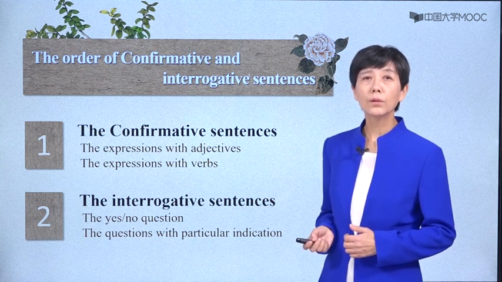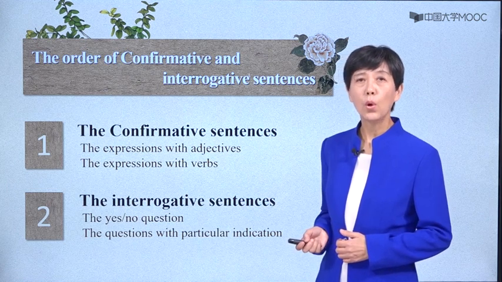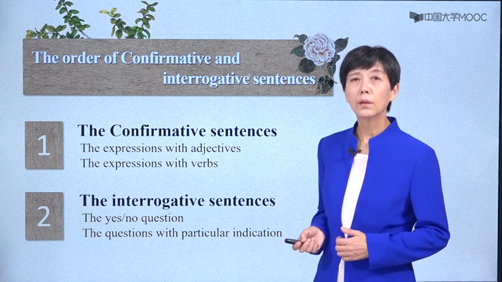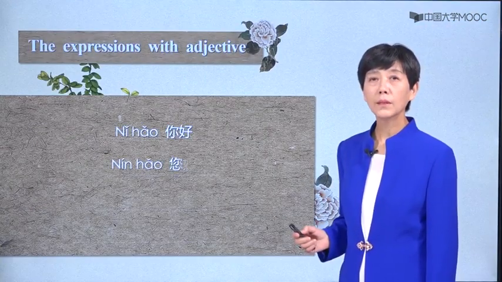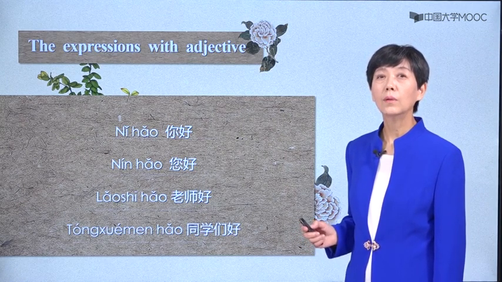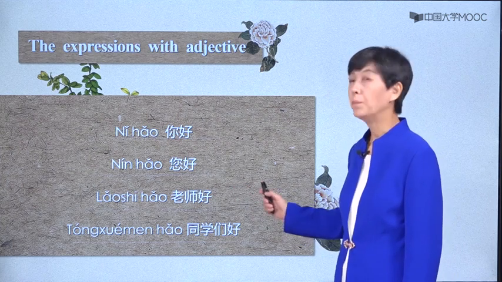Good! There are two kinds of typical structures in Chinese. One of them uses adjectives, another uses verbs. Let's take a look at these sentences. 你好, 您好, 老师好, 同学们好.